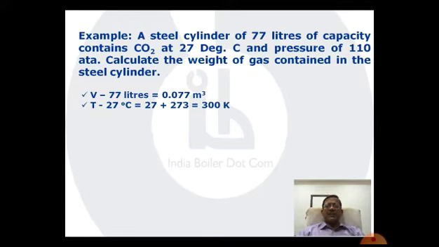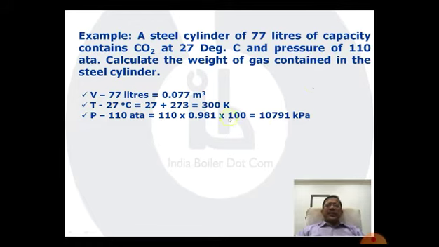And in PV is equal to mRST, the P has to be in kilopascal. Therefore, I convert the pressure 110 atmosphere into kilopascal. This also I have discussed in the first tutorial, how to convert any pressure, any unit into kilopascal. So we get this much kilopascal as the pressure, okay.